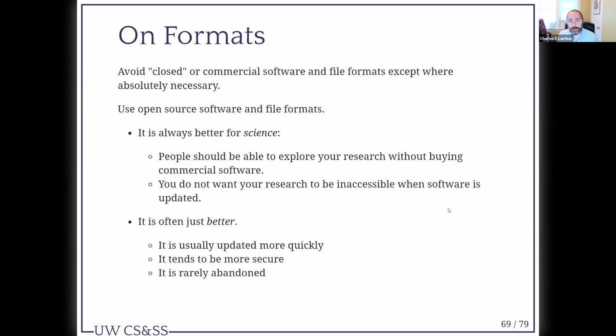Open source software is typically updated more quickly than closed source software. It tends to be more secure because you've got a million people probing at the code looking for problems, and it rarely gets abandoned. Some of the most popular open source software started being written in the 70s or 80s. It is still alive today.